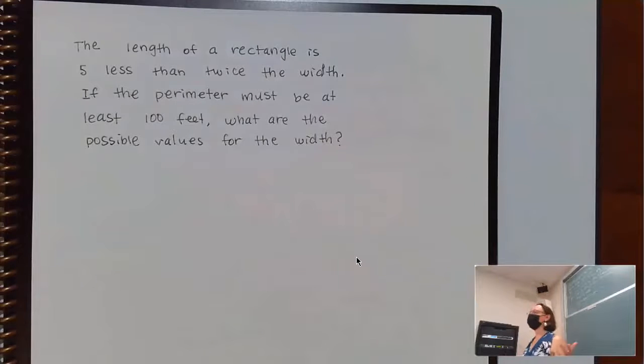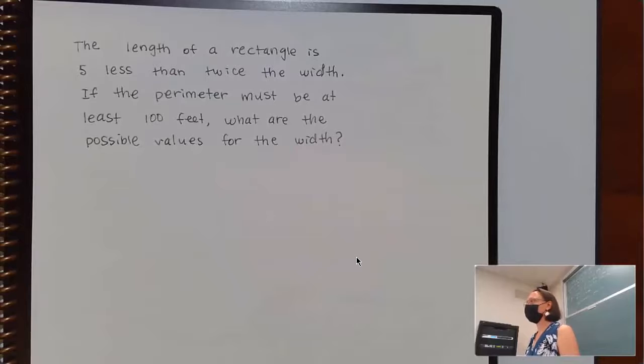So, yes, there are words, I suppose that technically makes it a word problem, but just for some practice, the length of a rectangle is 5 less than twice the width. If the perimeter must be at least 100 feet, what are the possible values for the width? I don't know if we've talked about this in word problems, but one of the things that I have found helpful over the years, if you're not sure where to start, is to dissect the grammar of the word problem.